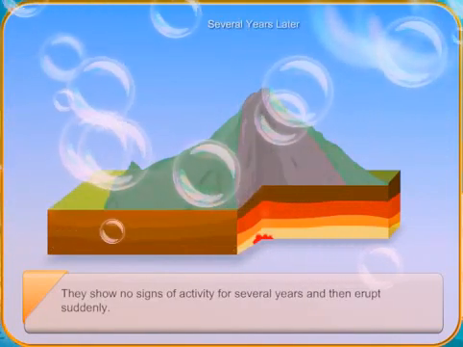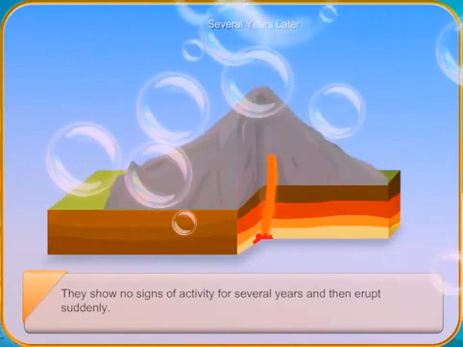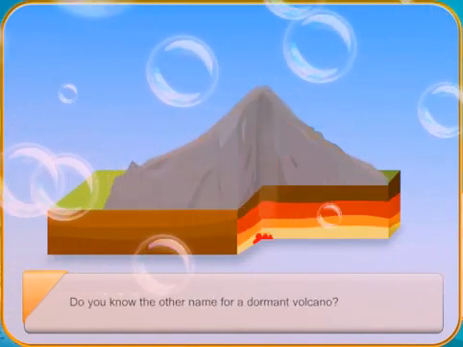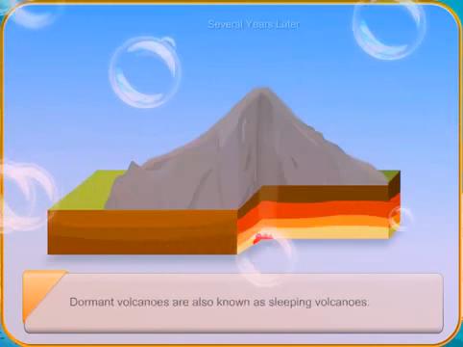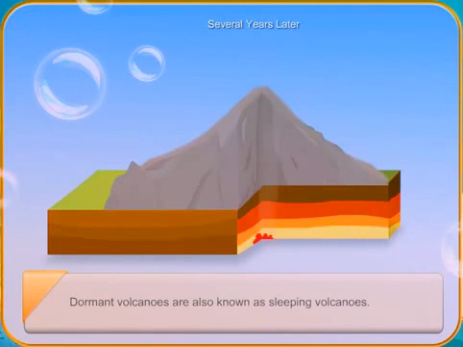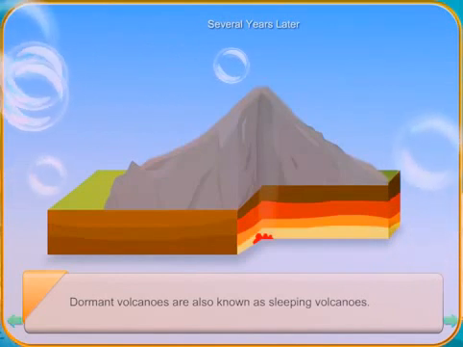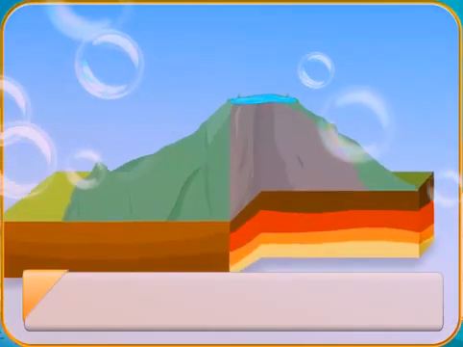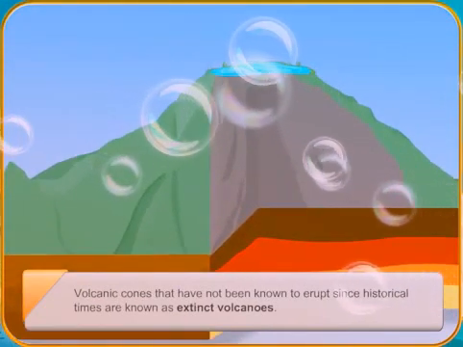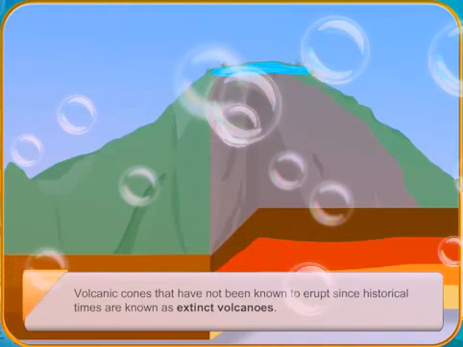Volcanic cones that have not been known to erupt since historical times are known as extinct volcanoes. There is almost no movement inside such structures. The flowing lava can spread over vast areas and in the process create plateaus. The Deccan Plateau of India was formed in such a manner.